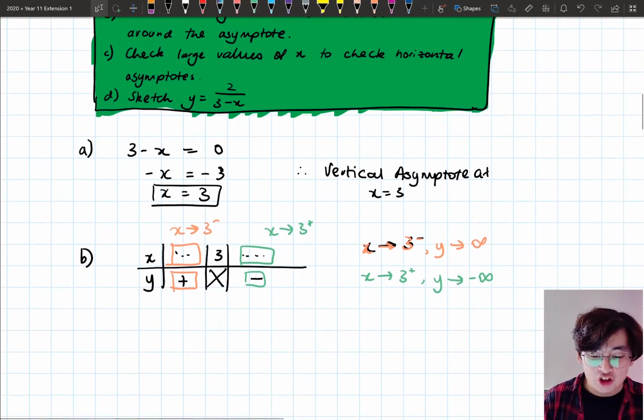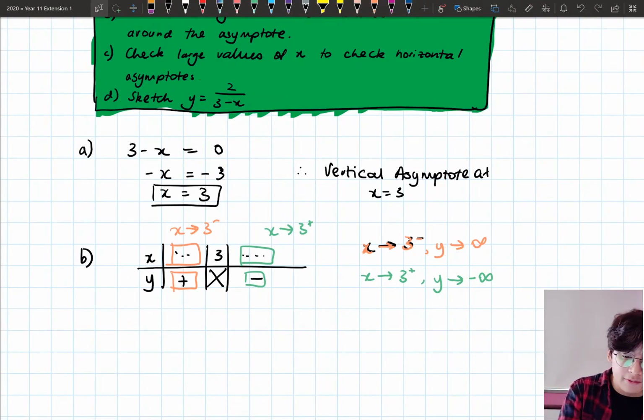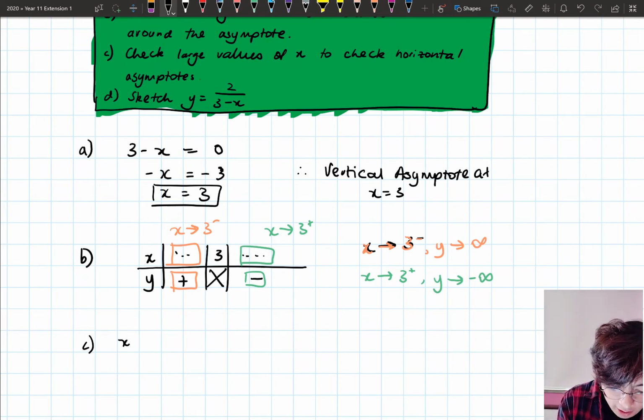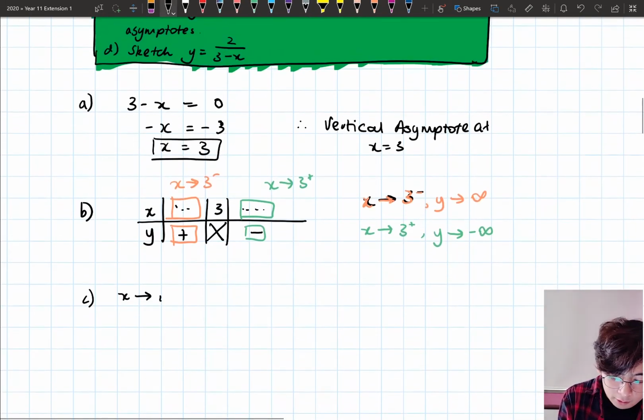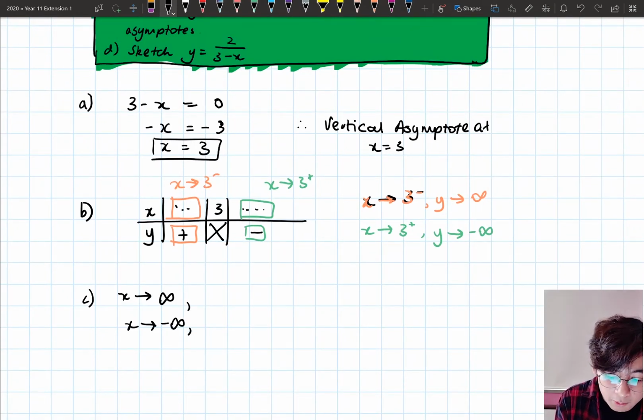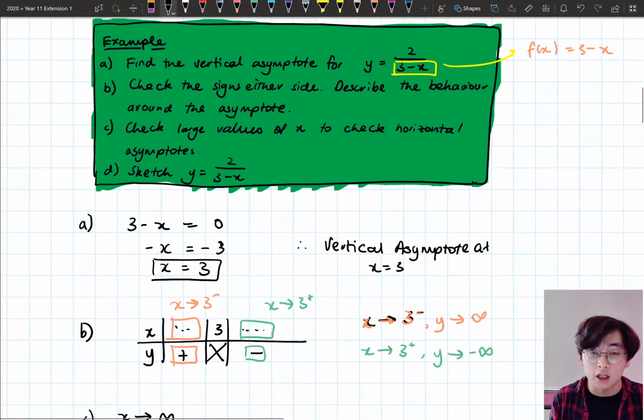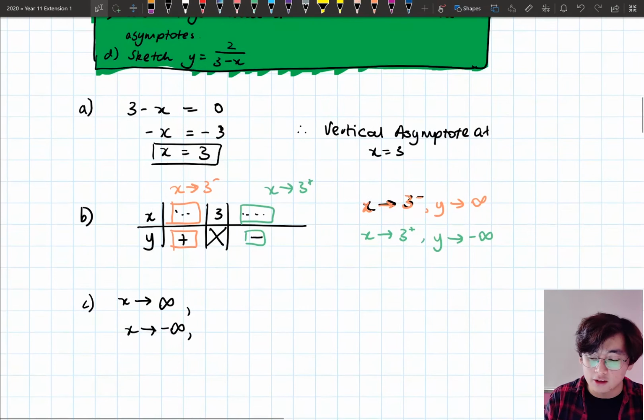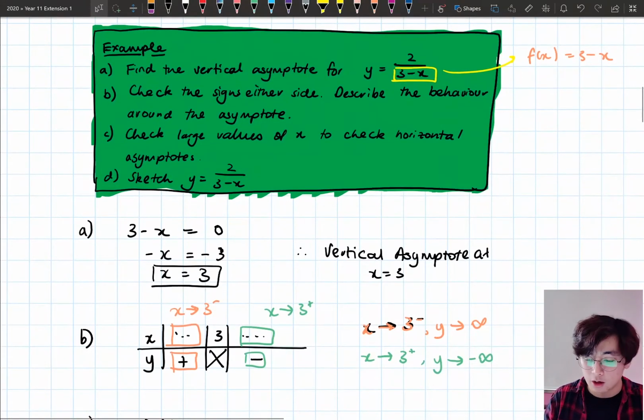Part C. Check large values of x to see if there are any horizontal asymptotes. Now, what this looks at is what happens when x becomes a very, very large positive number, and what happens when x becomes a very large negative number. So what we can do is substitute a very large positive number into our function. So for example, let's sub in 100.